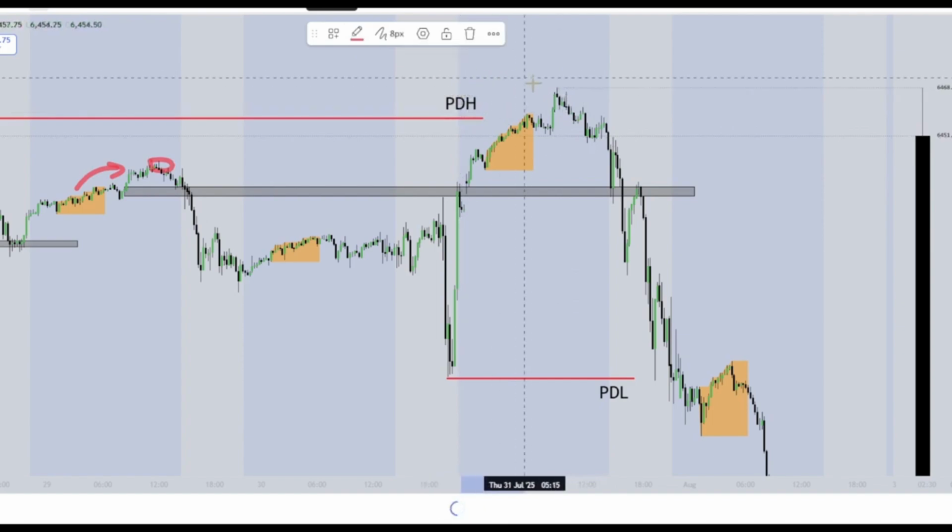What you're essentially doing is once price takes out the previous day high, you're then looking for price to target the previous day low at a key level. This is important to understand. You want to be at a key level in order for these trades to actually work, right?